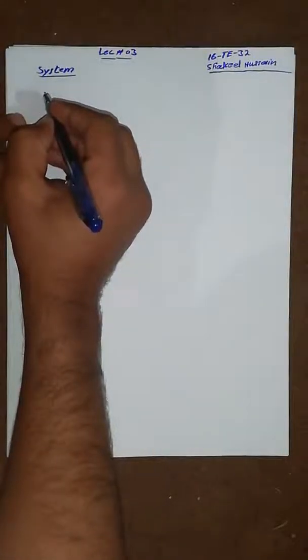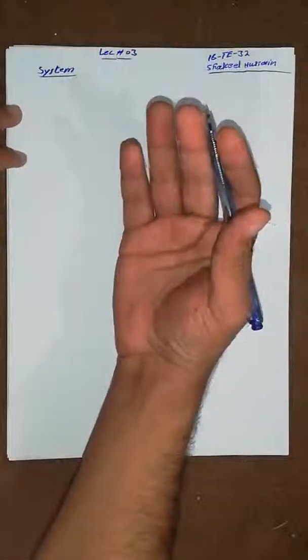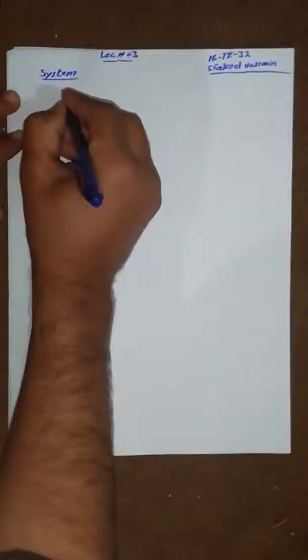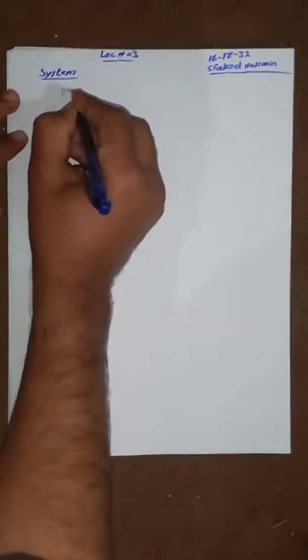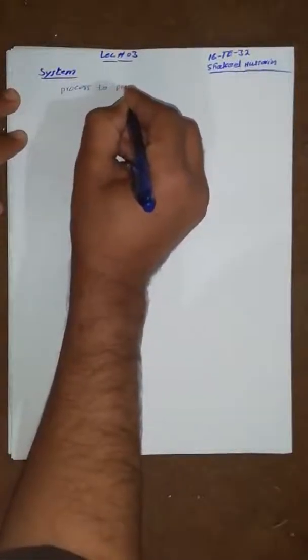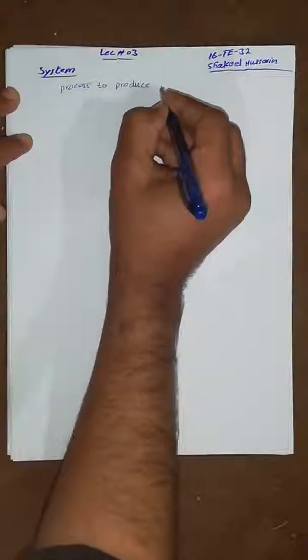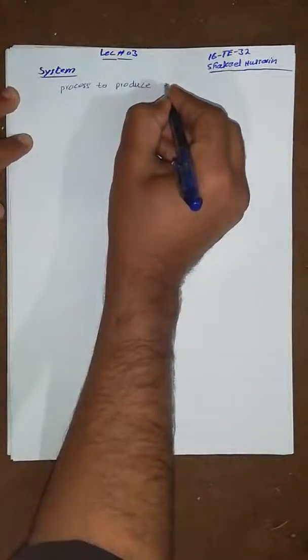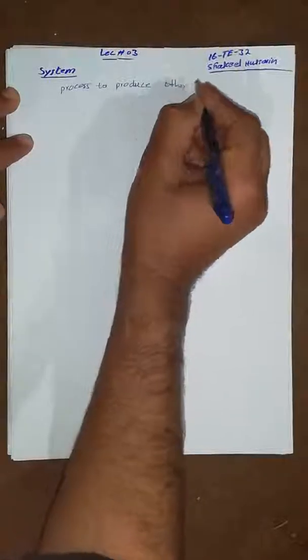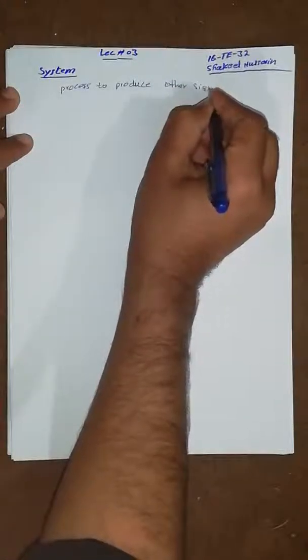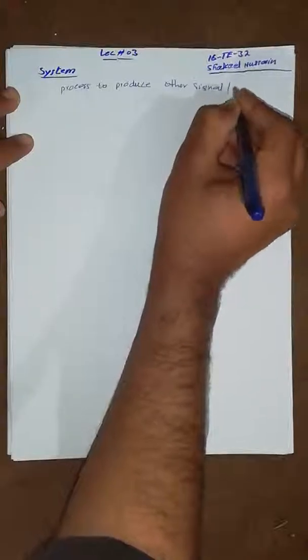I am here to discuss system and some of its types. System is basically a process which takes the input and gives output. We can say that it is a process to produce other signal or output.